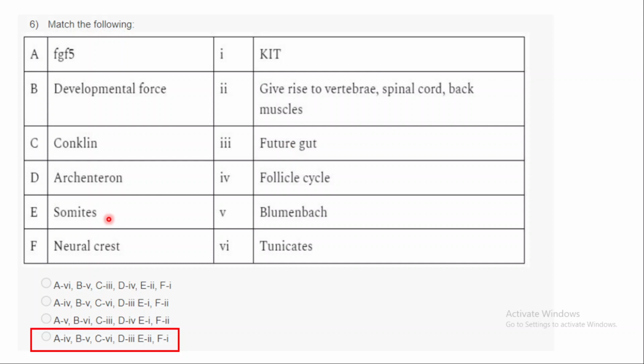Somites give rise to vertebrae, spinal cord, and back muscles. Somites occur in early embryonic stages, in the mesodermal lineage, and different somites have different specificity.